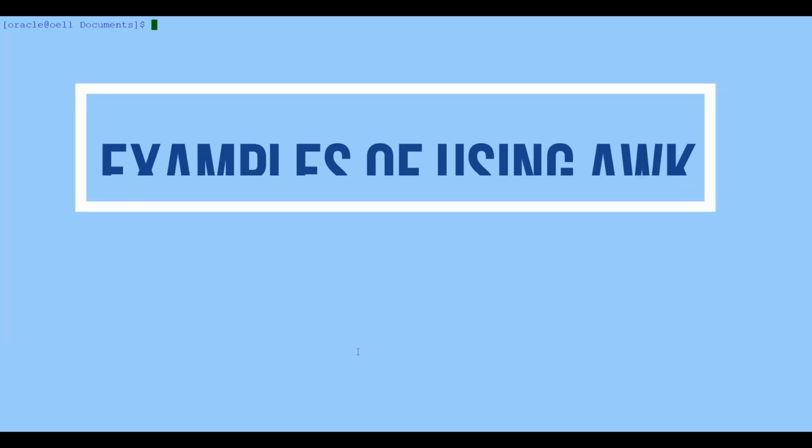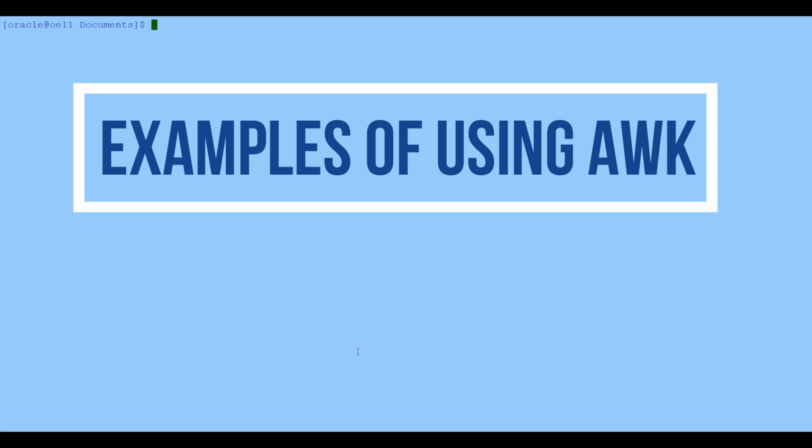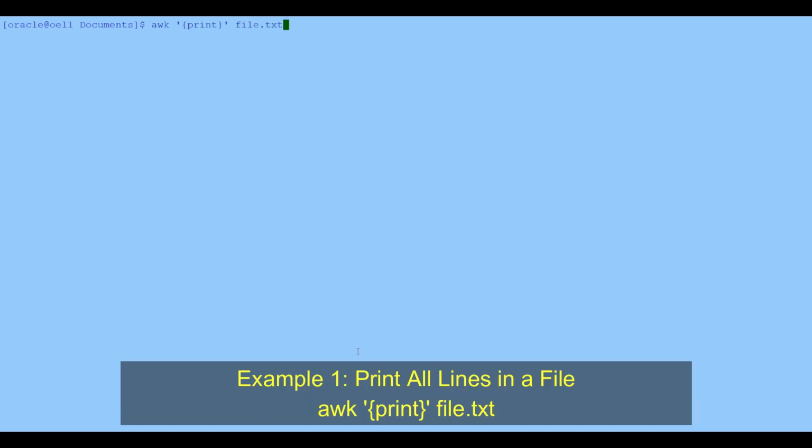Now let's move step by step through practical examples that will help you understand and use AWK effectively. This command reads the file.txt file line by line. Print is the default action in AWK, which means it will print the entire line to the terminal. This is useful when you simply want to view the content of a file or ensure that AWK is reading it correctly.